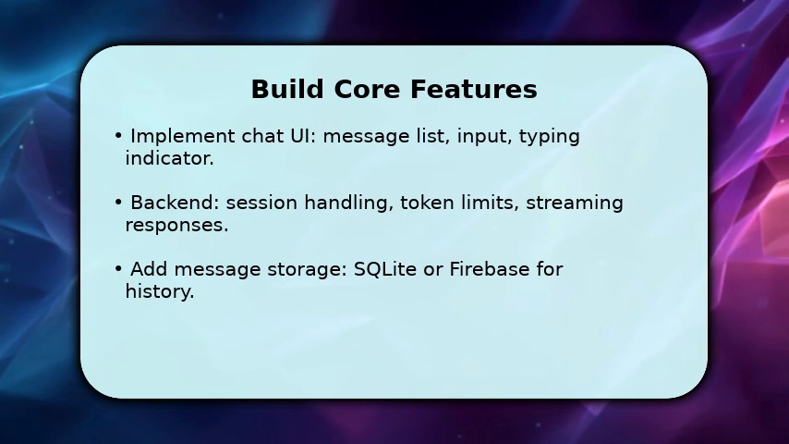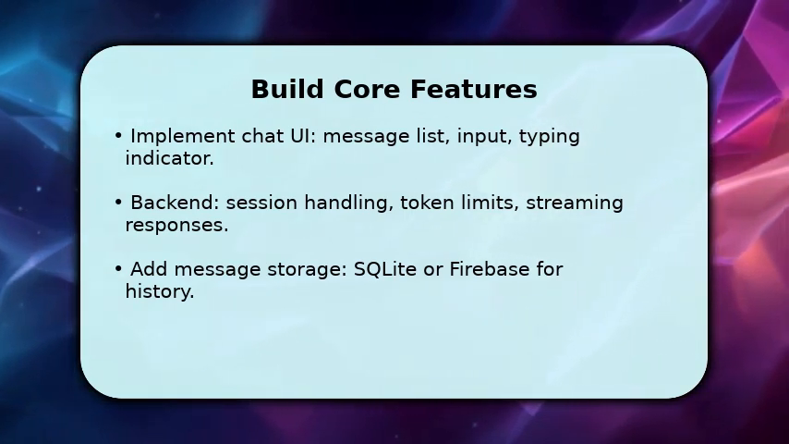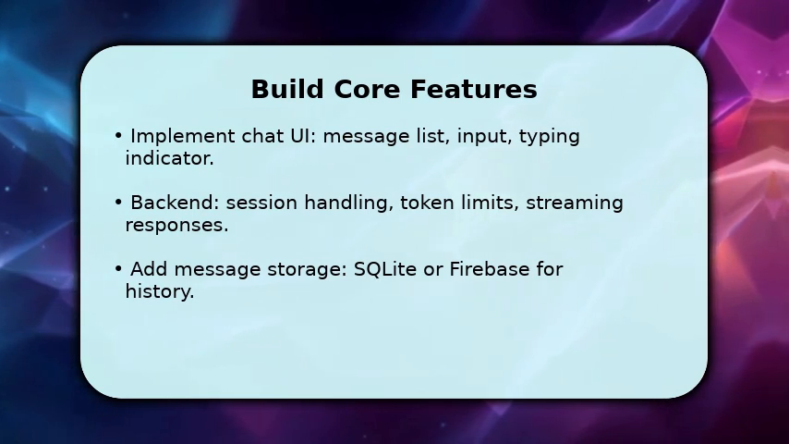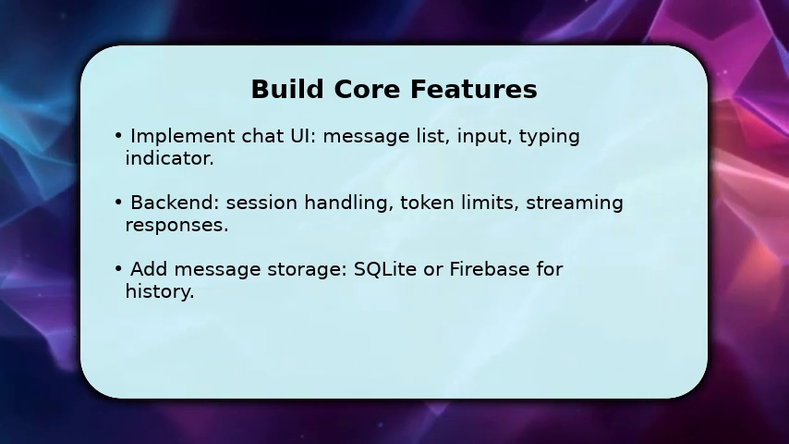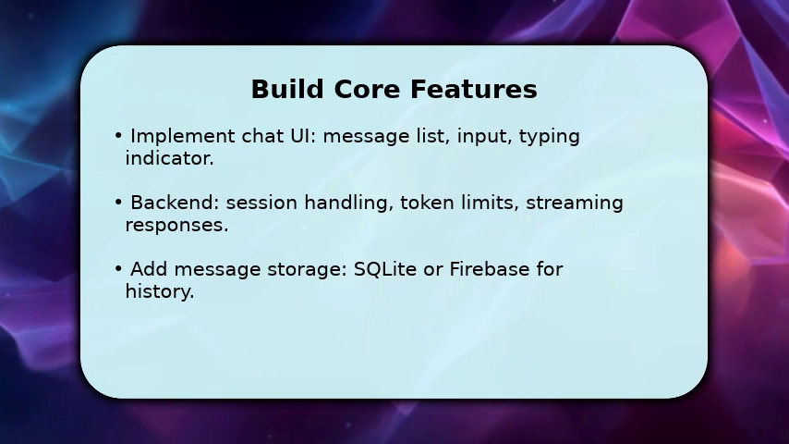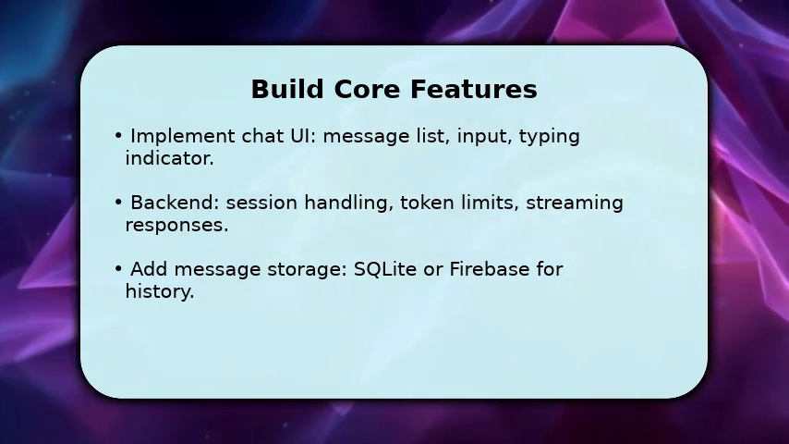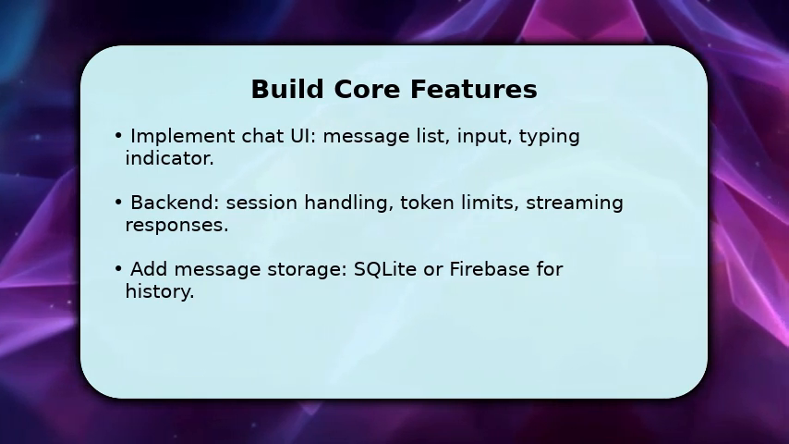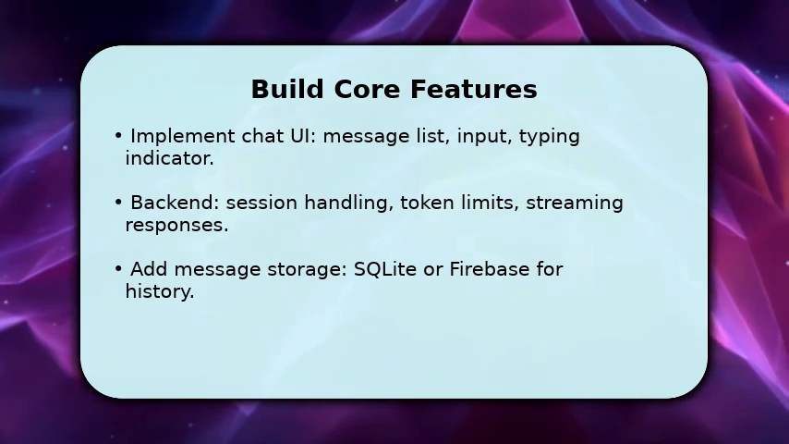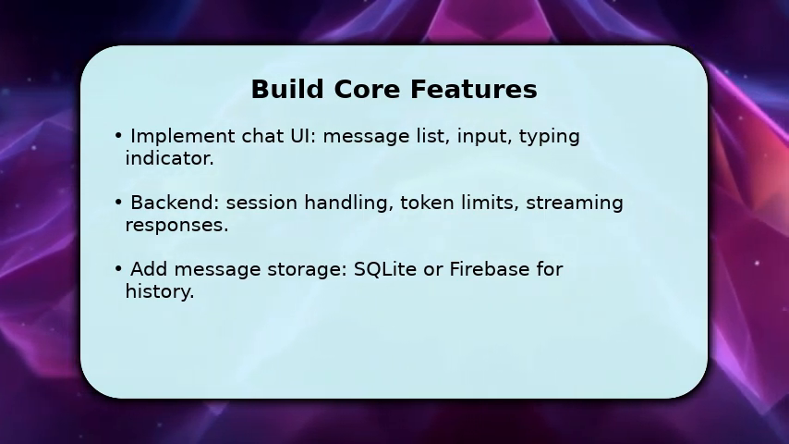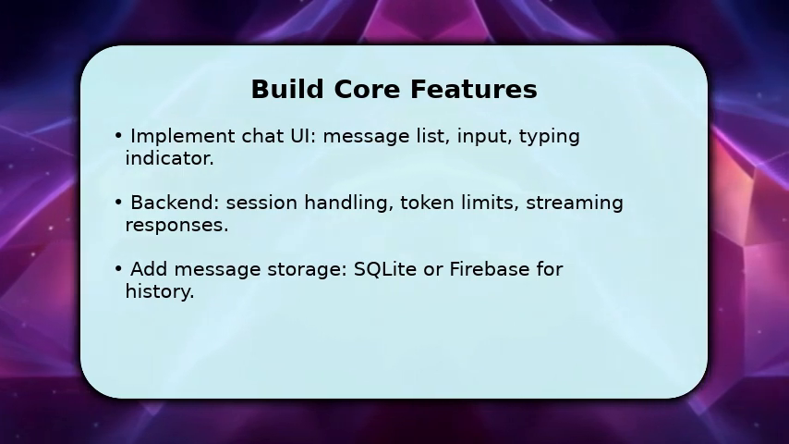Now you build the middle. Implement the chat UI with message list, input box, and typing indicator so responses feel immediate. On the back end, handle sessions, enforce token or length limits, and support streaming responses to show partial output. Store conversation history in SQLite or Firebase and index by user ID for quick retrieval. Make sure to sanitize inputs and throttle requests to prevent abuse. Once integrated, test edge cases like long prompts and intermittent network to refine retry logic.